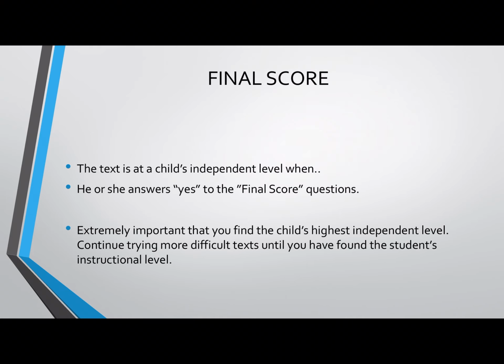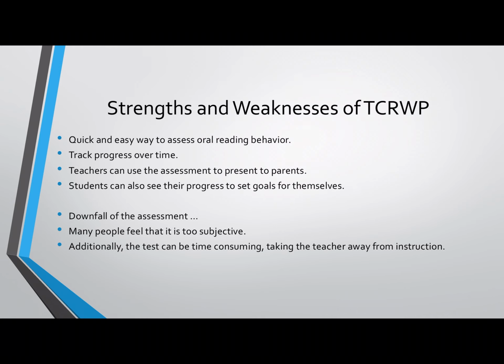Final score: the text is at a child's independent level when he or she answers yes to the final score questions. It is extremely important that you find the child's highest independent level. Continue trying more difficult text until you find the student's instructional level.